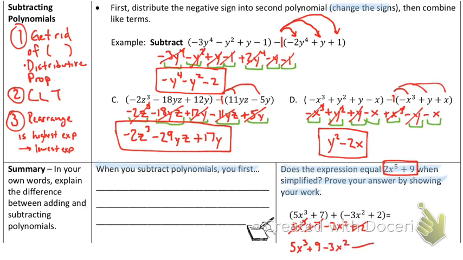Okay, and now we are going to rearrange. So 5x to the third goes first because it's the highest power, minus 3x to the second, and then positive 9. And now we want to check, is this equal to this? And the answer is no. Okay, so here we would say no, and this work here is actually our proof. All right.